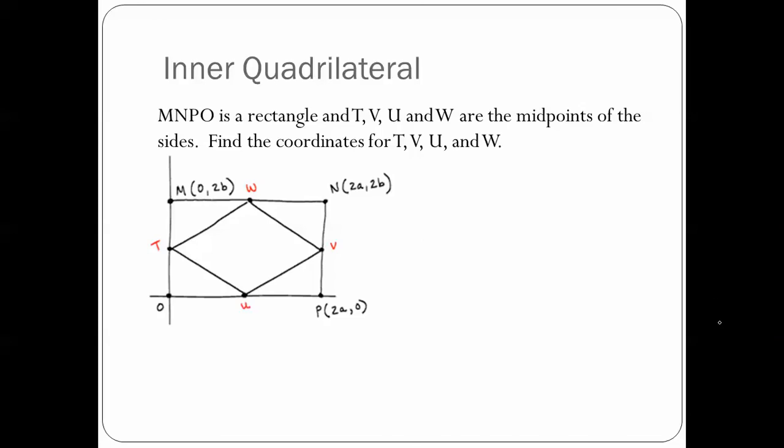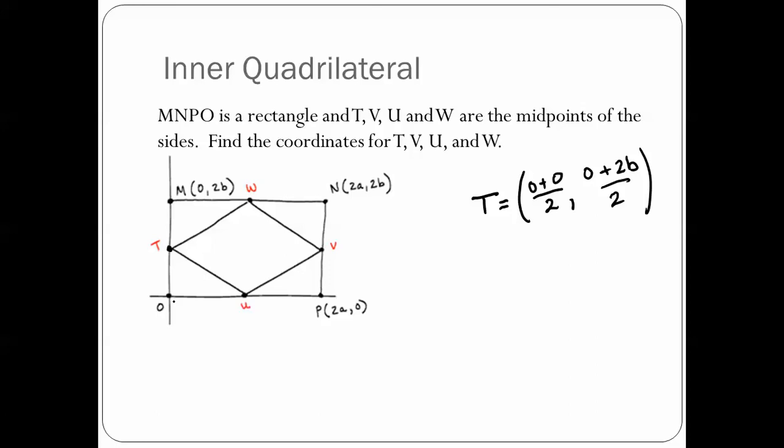For this example, we have a quadrilateral inside another quadrilateral. MNPO is a rectangle, and T, V, U, and W are the midpoints of the sides. Find the coordinates for T, V, U, and W. All right, well, if I want to find the coordinates for point T, that's halfway between O and M. So I can use the midpoint formula to find the coordinates for T.